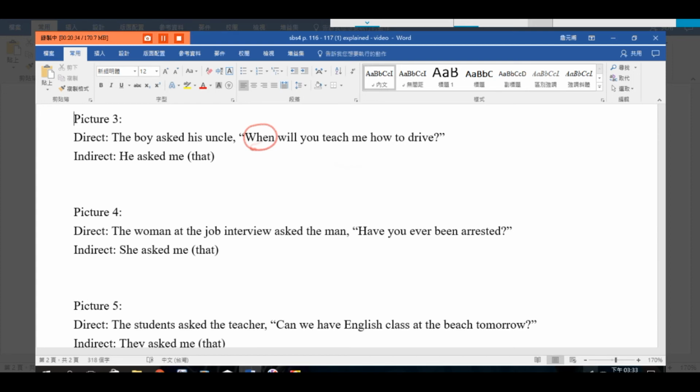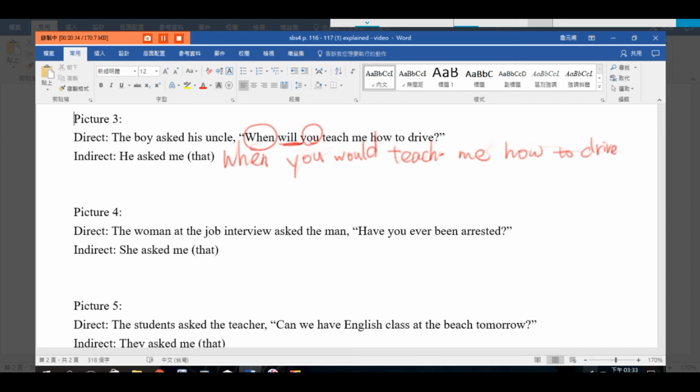This is what we're gonna do. He asked me that, again, when. Now make sure a subject is before a verb. This is a subject. When you. Now remember, will after this, but this is an indirect speech sentence, so we'll have to go back in time. The past tense of will is would. So it's when you would teach me how to drive.